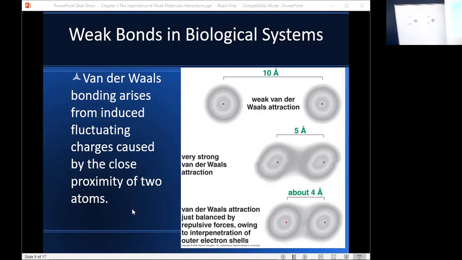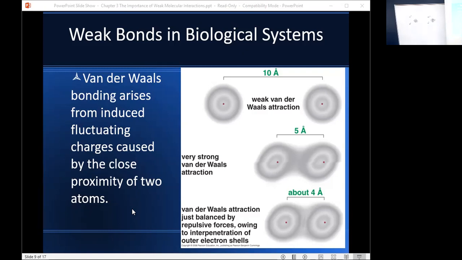Van der Waals attraction is just balanced by repulsive forces owing to the interpenetration of the electron shells. So what's going to happen if the two atoms get too close together? The positively charged nuclei are going to repel each other. So again, there's kind of a Goldilocks zone there. Too far apart, we're not going to get enough attraction. Too close together, we're going to get repulsion.